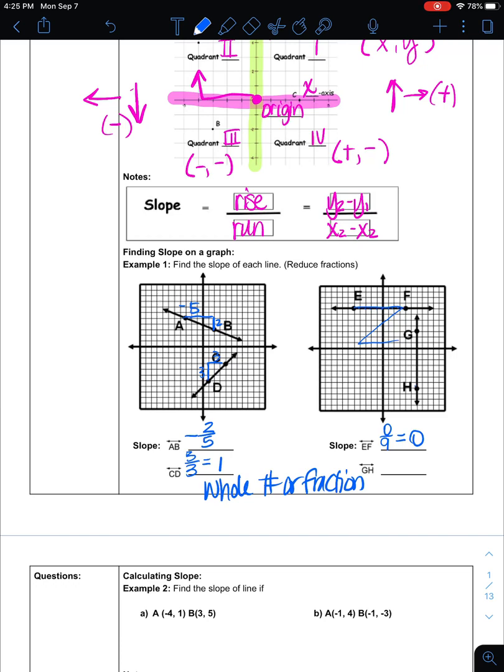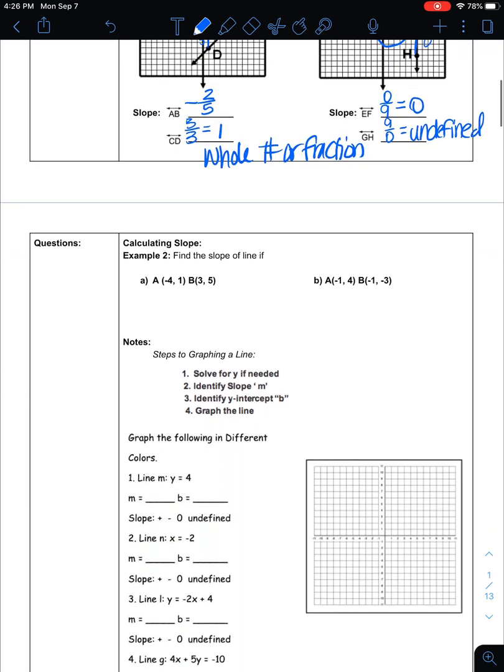Then GH, it rises a bunch. It rises 9 and it runs 0. So its rise over run would be 9 over 0. Well, if you type that in on your calculator it will say error, undefined. Okay? So the slope of a vertical line is undefined. One easy way to remember it is it's the side of a U for undefined. So 0 over 9 is 0, or 0 over anything is 0, and anything over 0 is undefined. And if you don't remember, just type it in on the calculator so you can see.